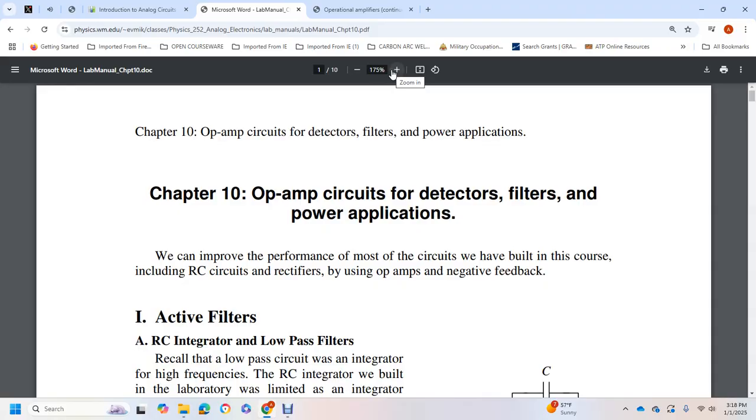Op-amp circuits: detectors, filters, and power applications. You can improve the performance of the simplest circuits with supports that include the RC circuit, the rectifier, and the op-amp with negative feedback.